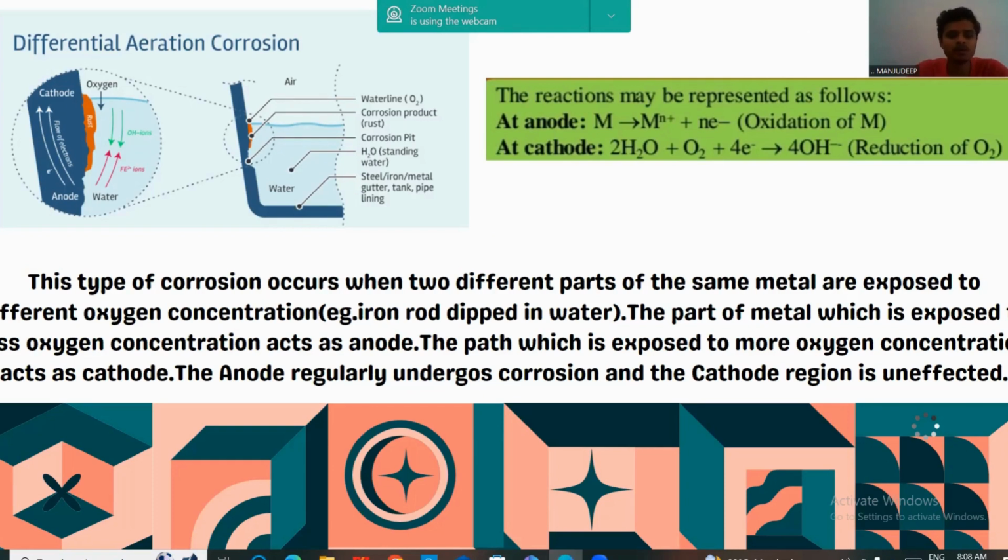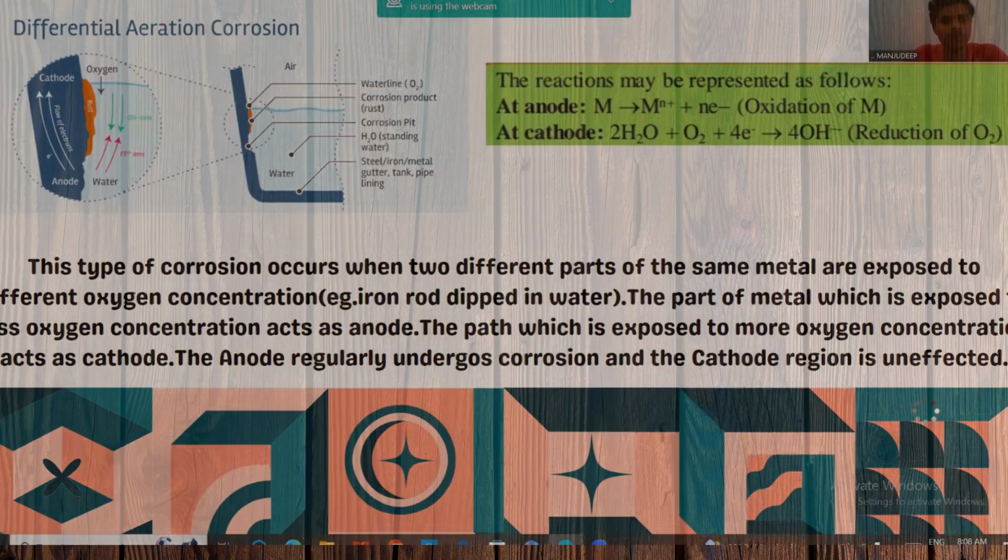This type of corrosion occurs when two different parts of the same metal are exposed to different oxygen concentrations. Example: an iron rod dipped in water. The part of the metal exposed to less oxygen concentration will act as the anode, and the part exposed to more oxygen concentration will act as the cathode. The anode regularly undergoes corrosion and the cathode region is unaffected. This can be represented in the diagram as shown above.